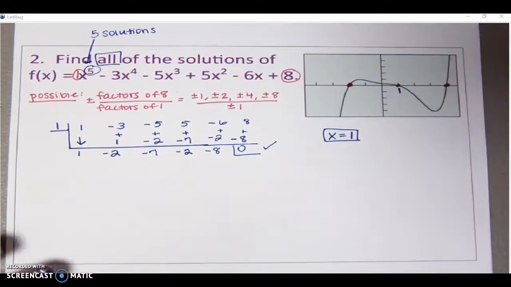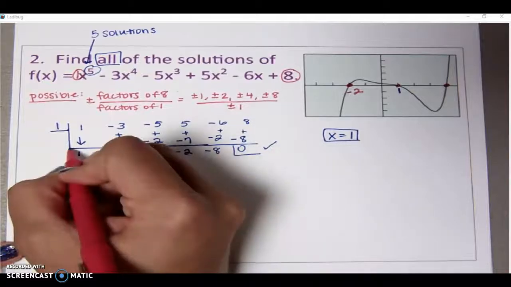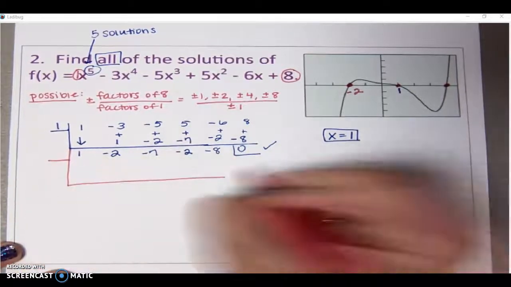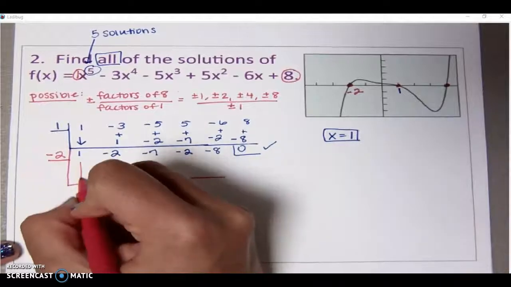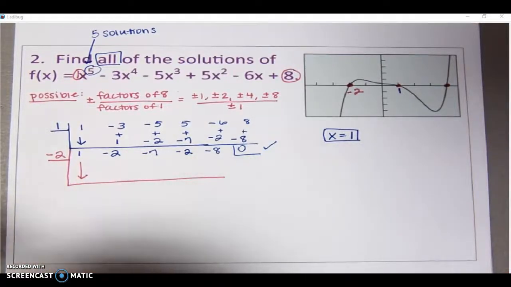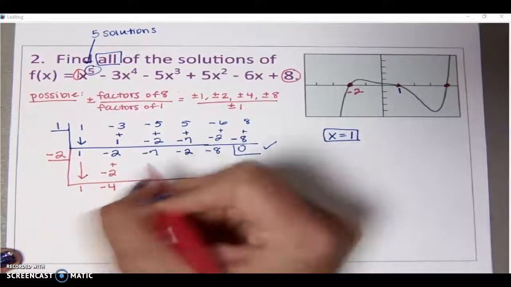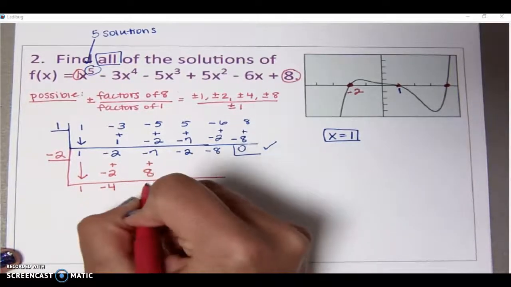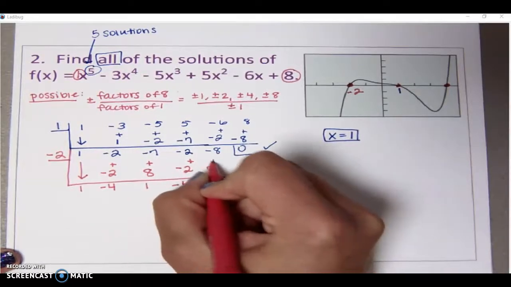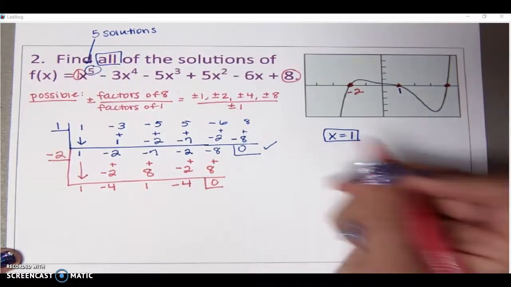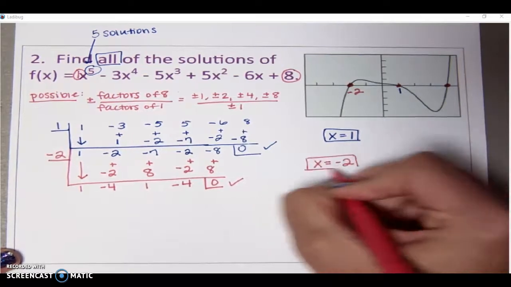Alright, then looking at my graph, I see negative 2 looks like it's one. So we're going to check it, and we're just going to build on to our synthetic division that we already have, making sure our remainder is going to be 0. So I bring down my first term, then multiply, add, multiply, add, and it does give me 0 there. So x equals negative 2 is another solution.